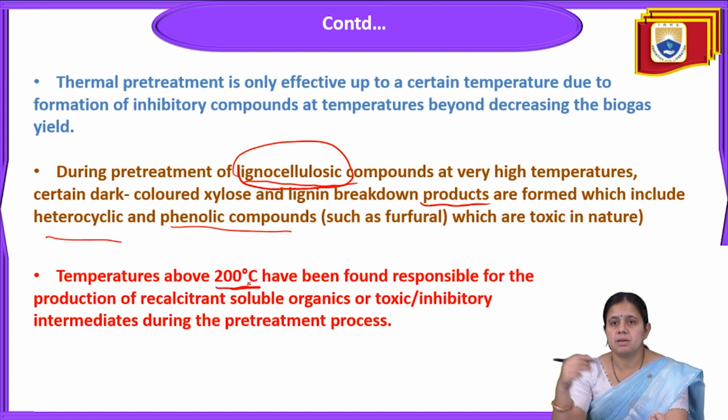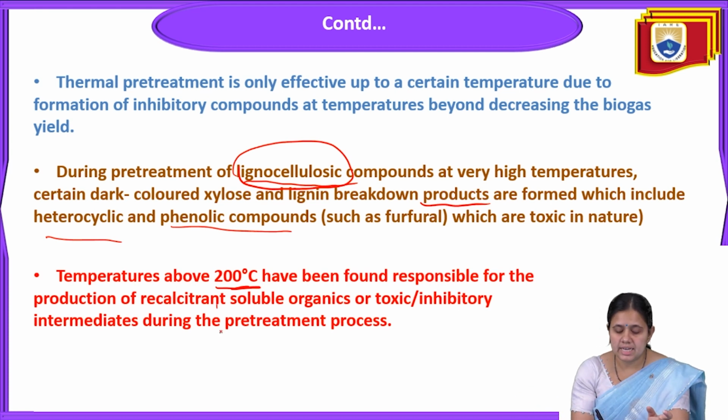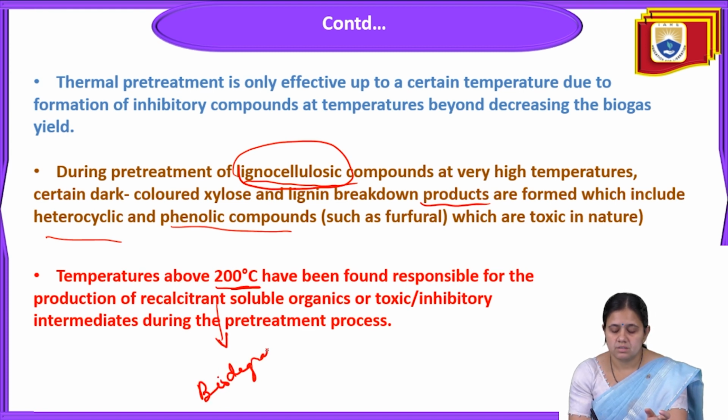Next, if the temperature is above 200 degrees Celsius, this has been found responsible for the production of recalcitrant substances, meaning biodegradable soluble organics, or toxic or inhibitory intermediates during the pretreatment process.